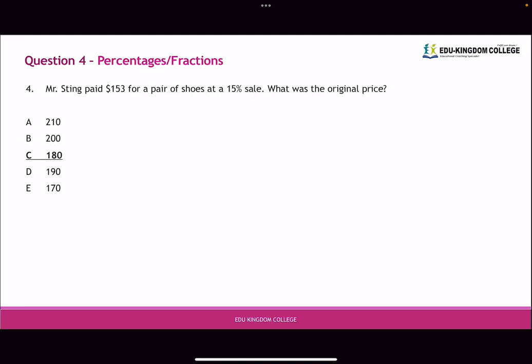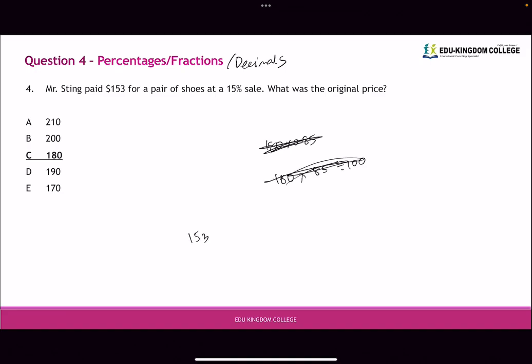Mr. Sting paid $153 for a pair of shoes at a 15% sale. So 15% off means he only paid 85% for it, so 180 times 0.85. So we've converted our percentage to a decimal. Technically this should say decimals here. So 180 times 0.85, or that's the same as 180 times 85 divided by 100. Oh, sorry, no, that's not what I should be doing. I've just used the answer.